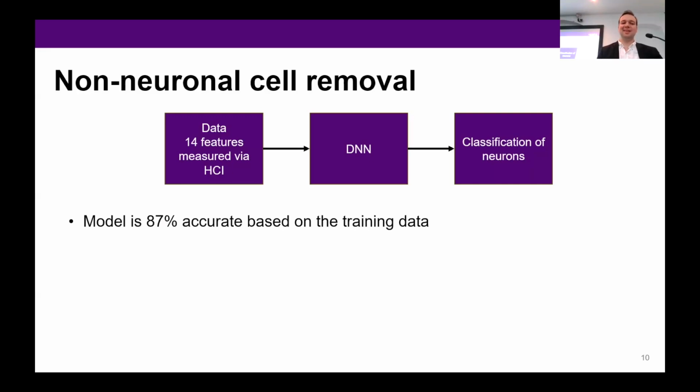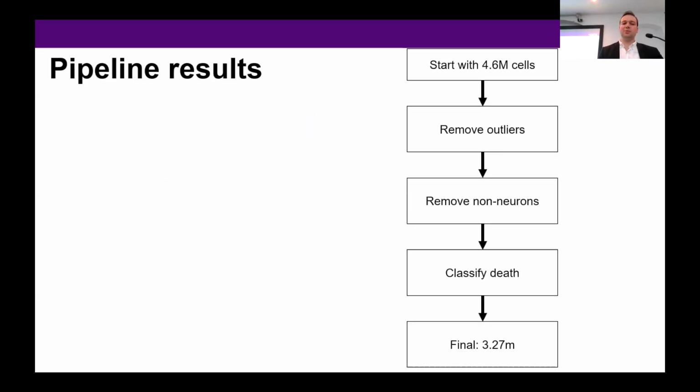And I turned to deep learning again to do something similar. That model is about 87% accurate in this binary classification, whether it's a neuron or not. So between those 2 classifiers, our pipeline ends up looking like this. We've removed the outliers, removed the non-neuronal cells, and classified the dead ones. We get about 3.27 million cells at the end. So each step is removing about that much.